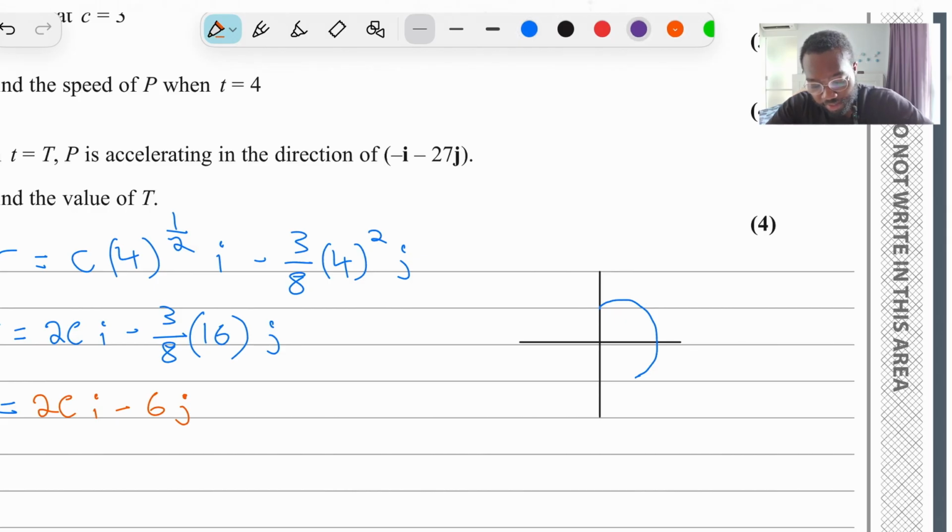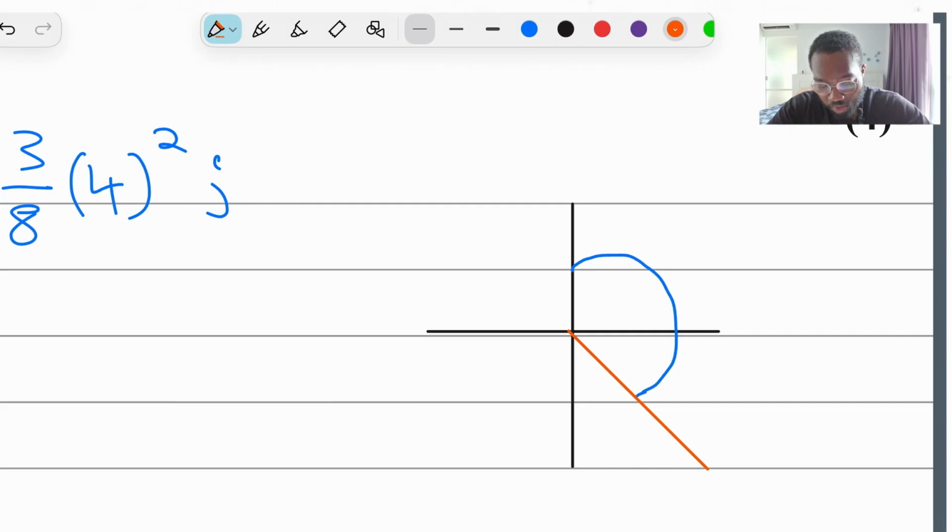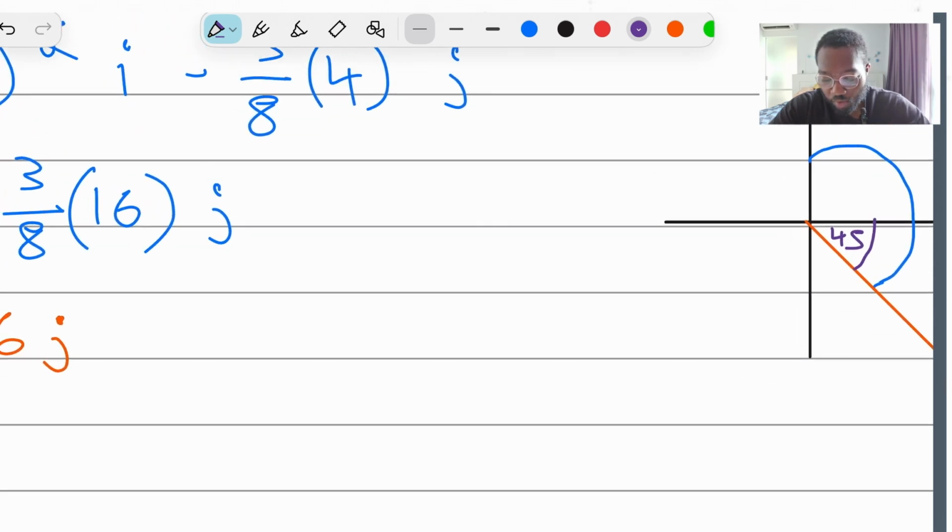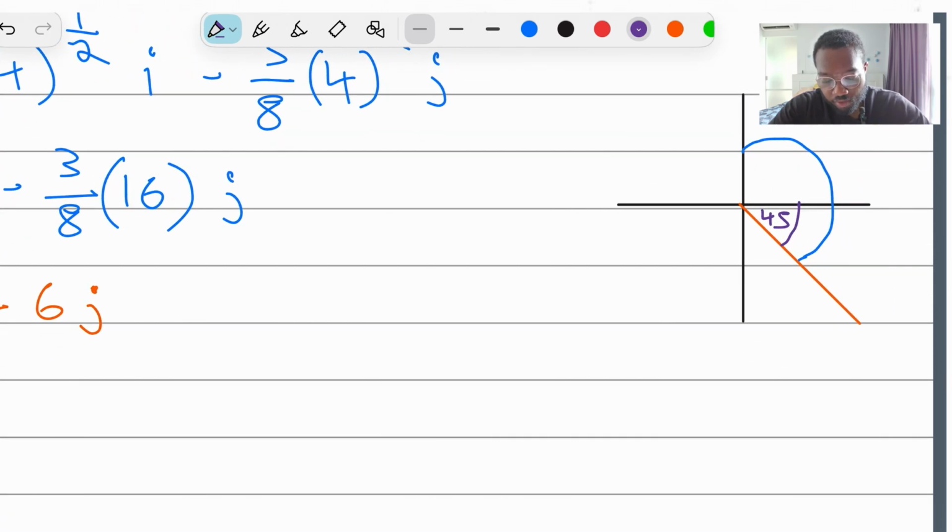And what do we know about this line here? Well, we know what this angle in between is. We know that from the horizontal, this angle is going to be 45 degrees. So with this new position vector of P, when it's at 4 seconds, it's going to be in this direction, the same direction as the orange line. That is going to be the direction of this new position vector.